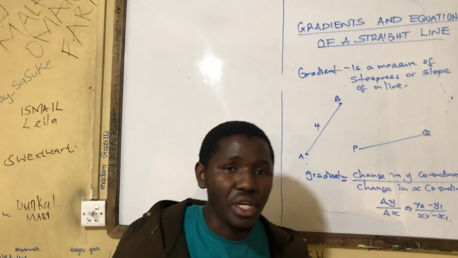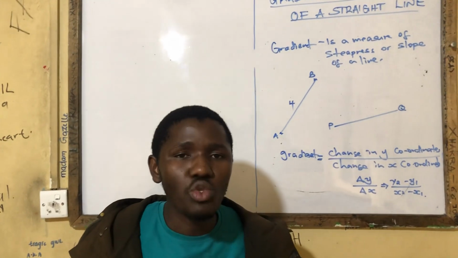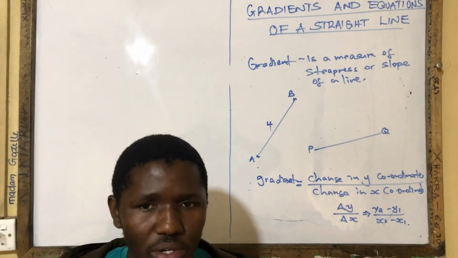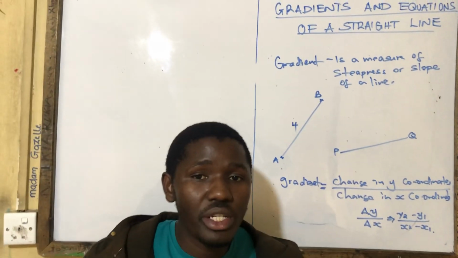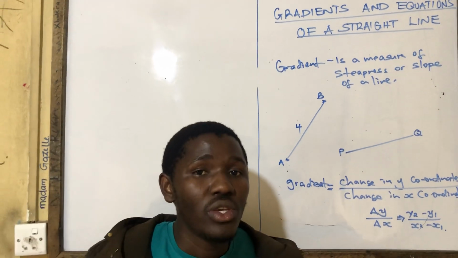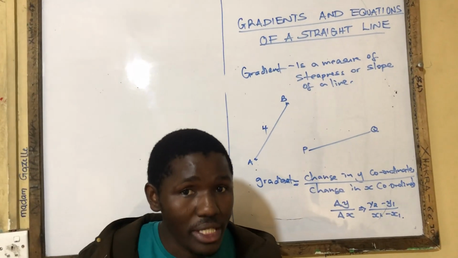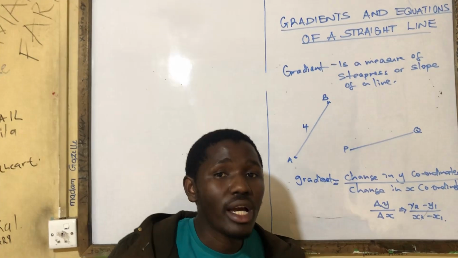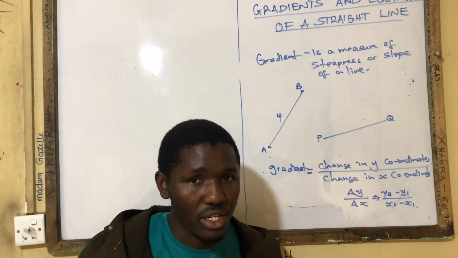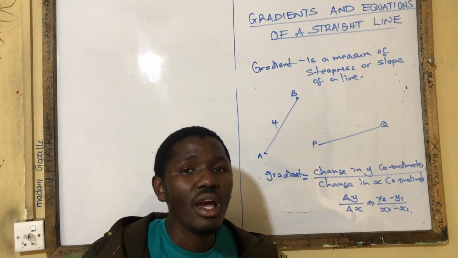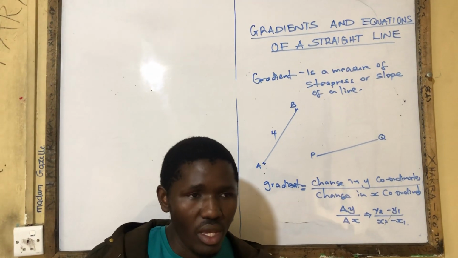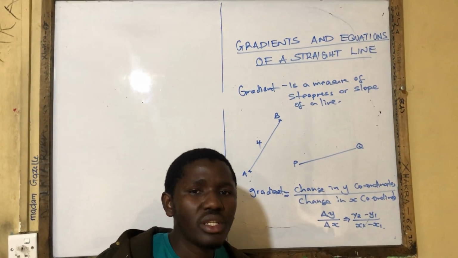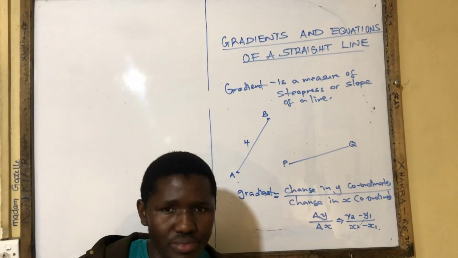Whenever gradient is obtained, I want to bring to your attention that all these answers are possible. You can always get a positive answer. You can always get a negative gradient. You can get a zero gradient. The gradient can as well be infinite, or what we may want to say, undefined. Each of those gradients communicate something special.